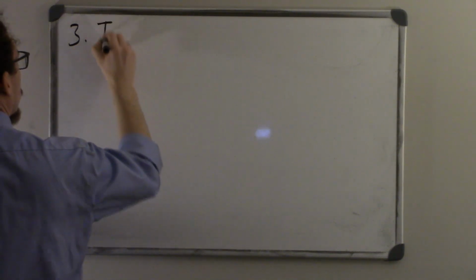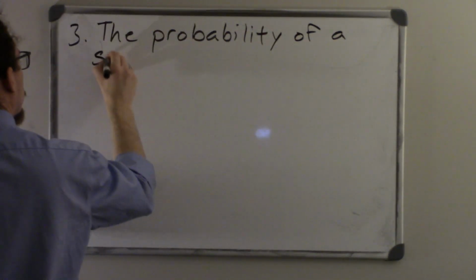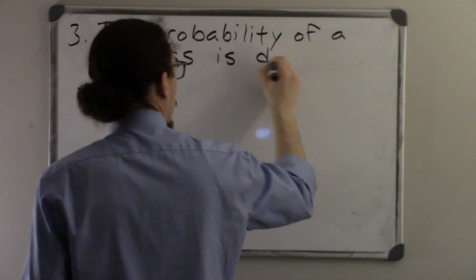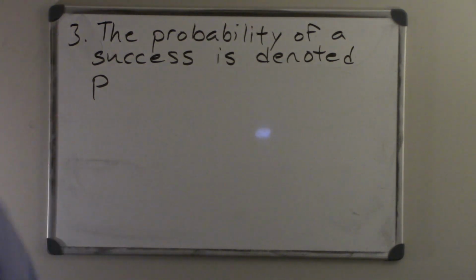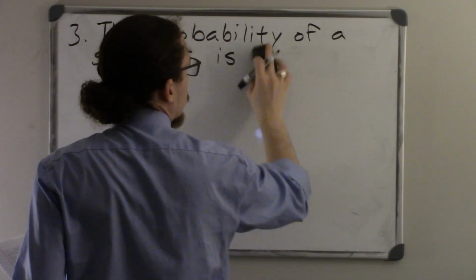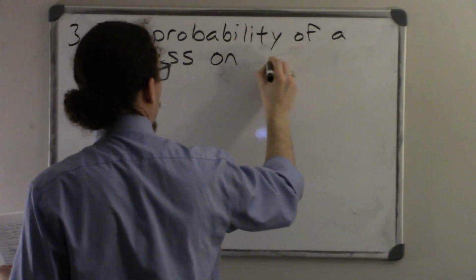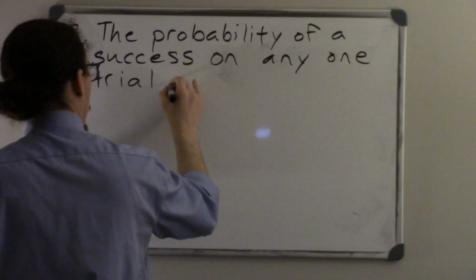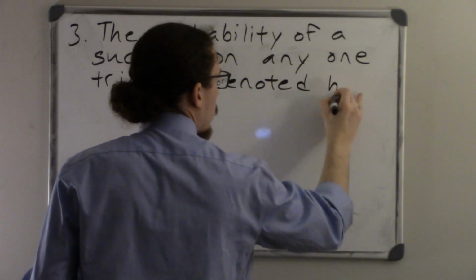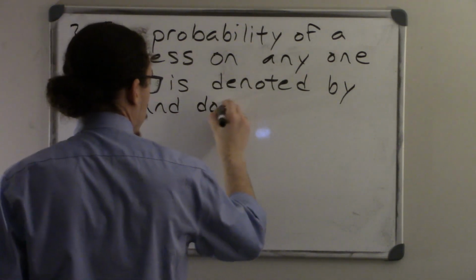Let's now look at the third one. Our third condition is that the probability of a success on any one trial, so this is the probability of a success on a single trial, is denoted by a lowercase p, and it does not change from trial to trial.